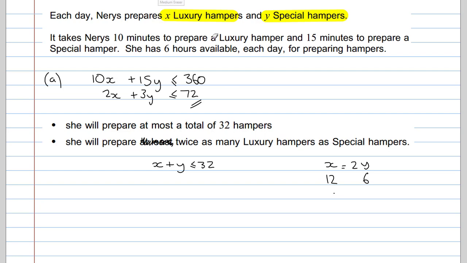Now that I've got that, I'm going to get rid of these numbers and I'm going to get rid of the equal sign as well because I need to deal with the "at least" part. So if I know I need at least twice as many luxury hampers, that means I need more of these than this. So the inequality has to be that way round.